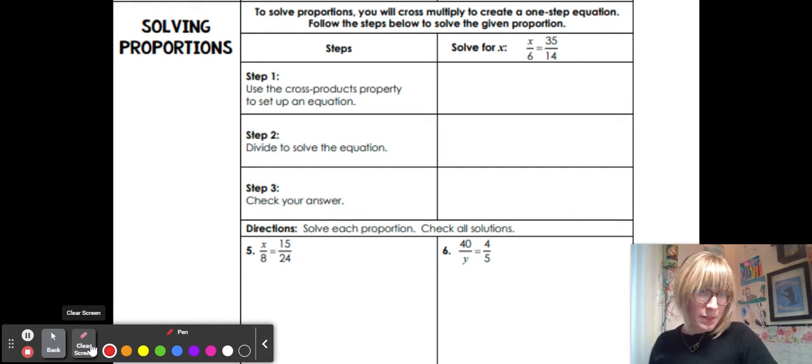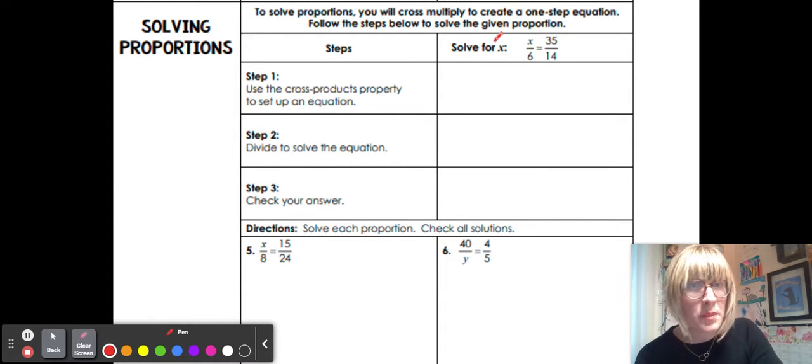All right, guys, so welcome to the land of algebra, right? So we are going to sort of solve these proportions. To do that, you are going to use that cross multiplying to create a one-step equation. You're going to follow the steps below to solve the given proportion.